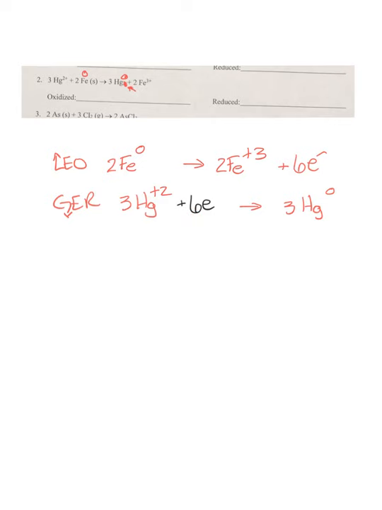All right, what's being oxidized? The Fe 0 is being oxidized. That's this one. Again, pick from your reactant side. What's being reduced? The mercury with the +2 charge is being reduced.